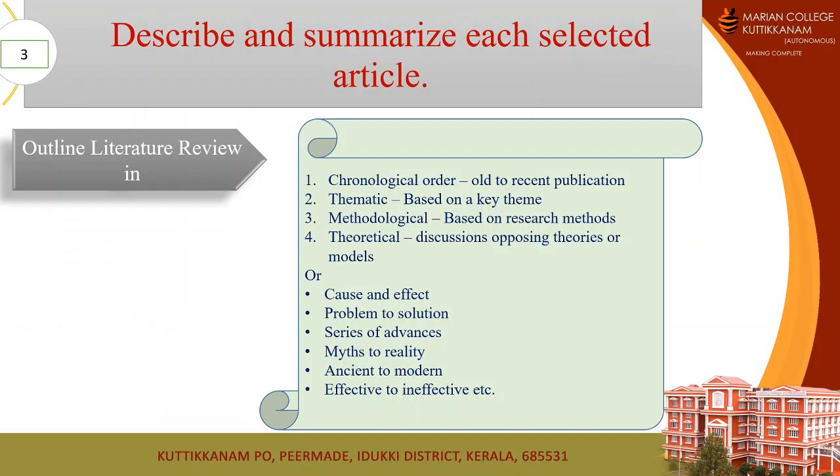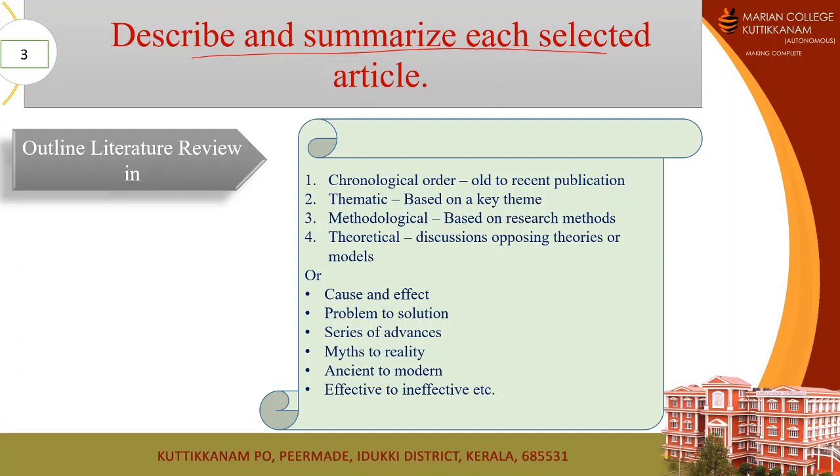Okay, so we have covered the first two steps. That means we have already identified various e-resources, and from those we have selected articles related to your study. And now the question is how we are going to write this review. That is what we are discussing in the third step or the third phase of literature review: describe and summarize each selected article.